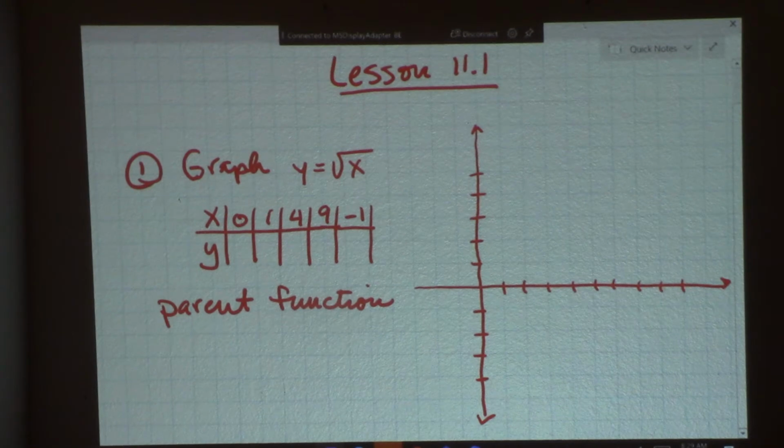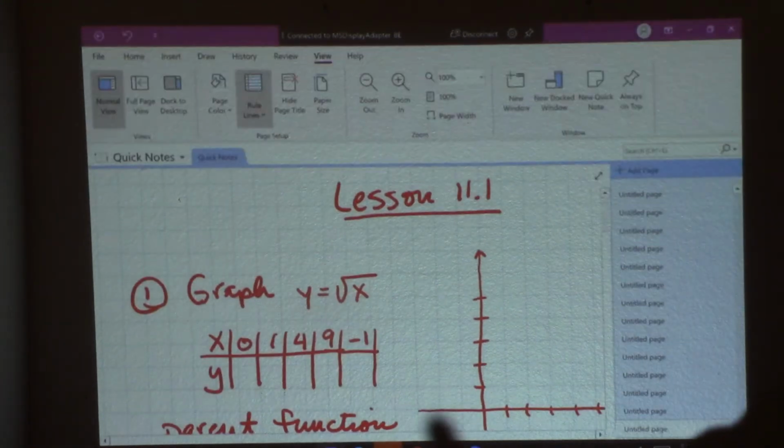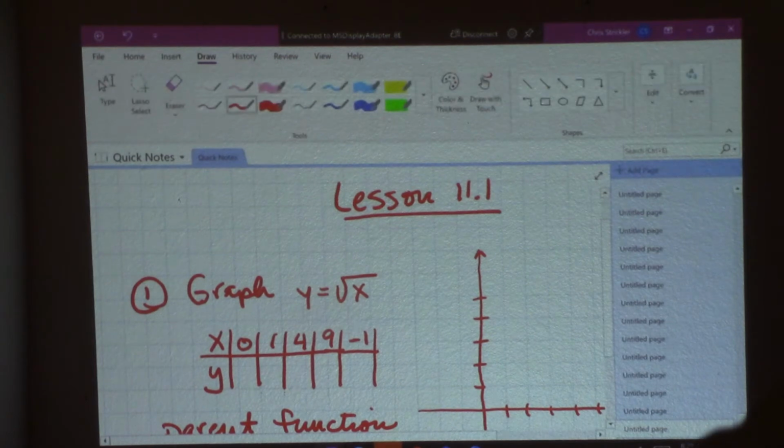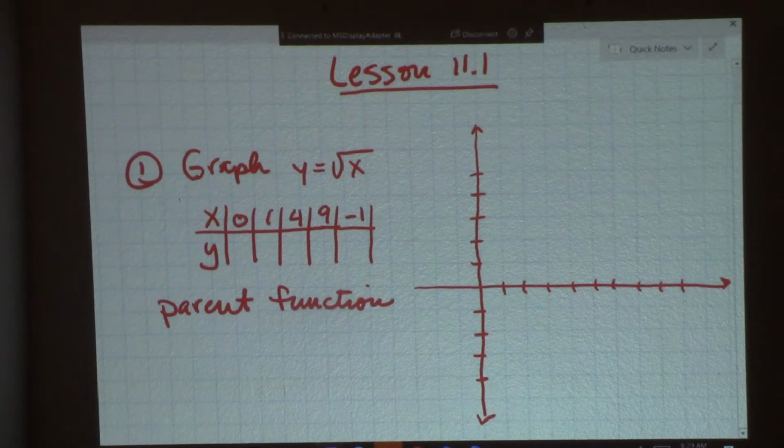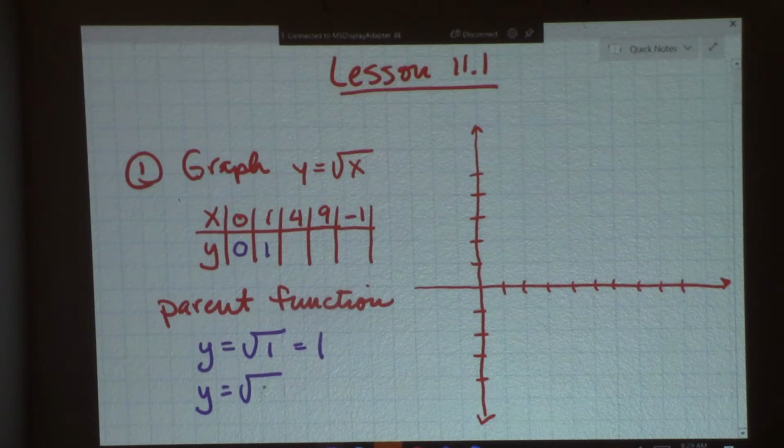Okay, so I'm going to change colors here. If I put 0 in for x in the square root of x, I get 0. If I put, let me show you down here, I'm putting 1 in for x, I get 1. So the square root of 1 is 1. If I put 4 into my equation, as I said, the square root of 4 is 2. And the square root of 9 is 3.